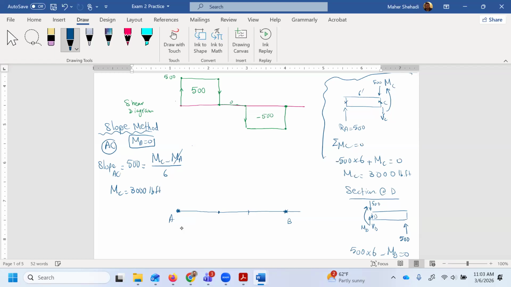Okay, this is in feet. The 500 is in pound. So we get here 3,000. That's point C.